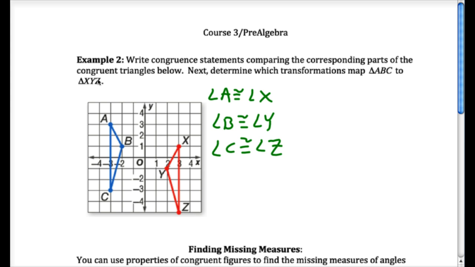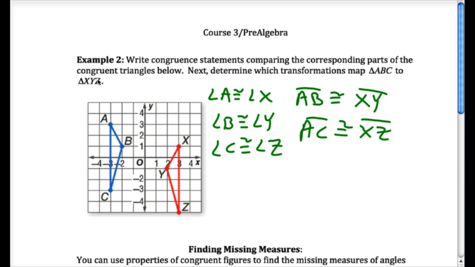Angles match up pretty good. Now match up your sides, guys. Side AB is congruent to side XY. AC is congruent to XZ. And BC is congruent to YZ. Make sure you got your angle symbols in front and your lines on top.